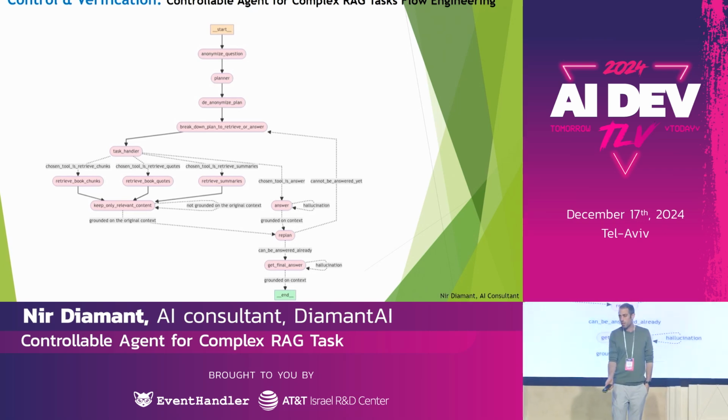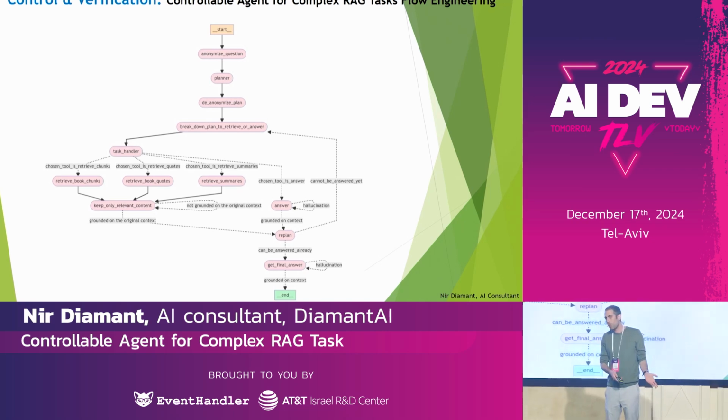Then we have the task handler that actually does this and chooses. If it's a retrieve task, then it chooses either one of the retrieve book chunks, the retrieve book quotes, or summaries. Then it filters out all the non-relevant information. Otherwise, if we're going to the answer tool, we answer some kind of intermediate question, and we're verifying it's not hallucination, and then we get to the replan step.